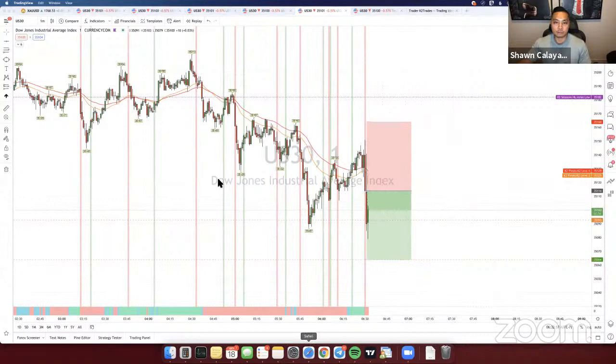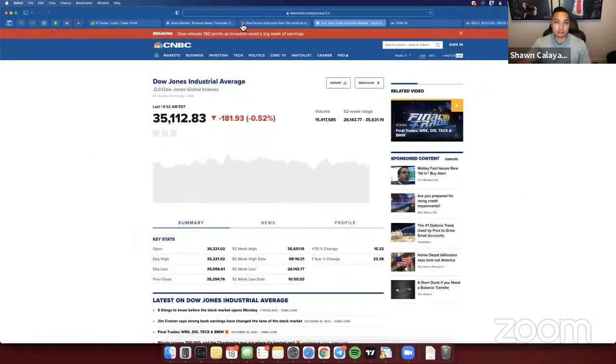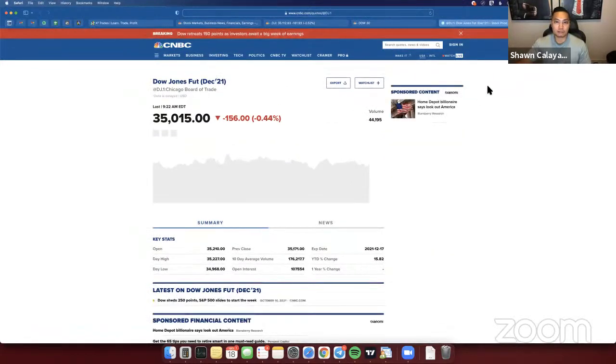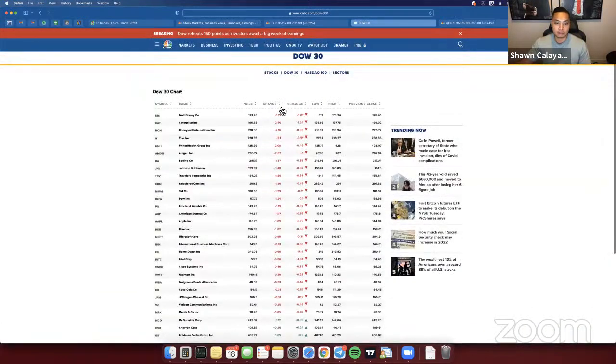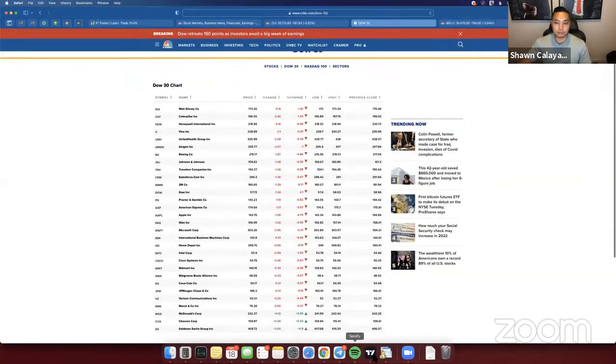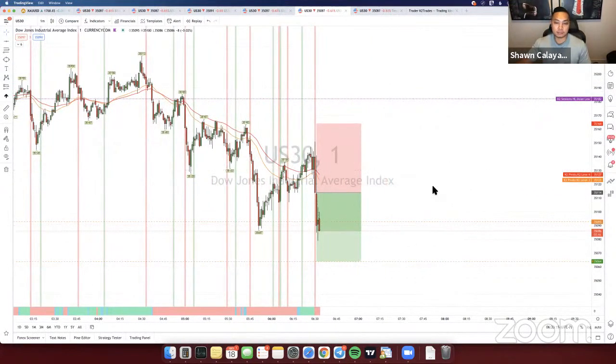Let's go over here to the fundamentals again. It's still down. It's down a lot, actually. It's down almost 200 points right now. Looking at the futures data, currently down 156 points. Looking over here at the stock index, yeah, it's very red. So here's the thing. If price ends up spiking back up, that's going to indicate that price is being manipulated, obviously, because everything's pointing towards the downside. However, it's probably going to hit TP.